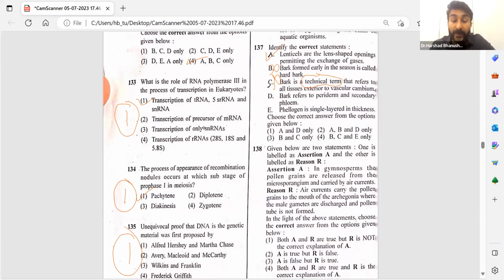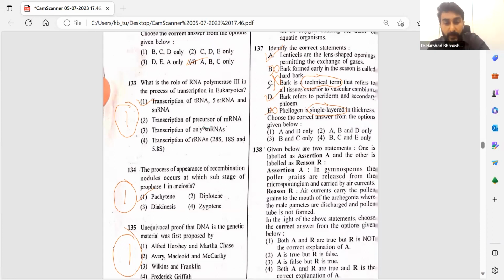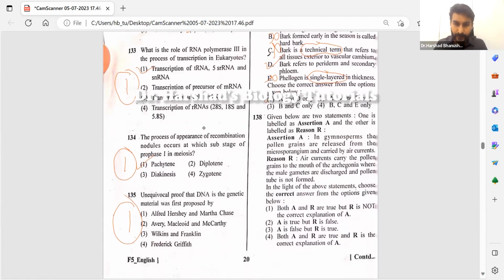Bark refers to periderm and secondary phloem. Yes, that's the correct statement. Phellogen is single layered. Wrong. It's few layered. It's more than one layer. So this is a wrong statement. They have told you to find out the correct statement. Statements A and D are correct in this case.